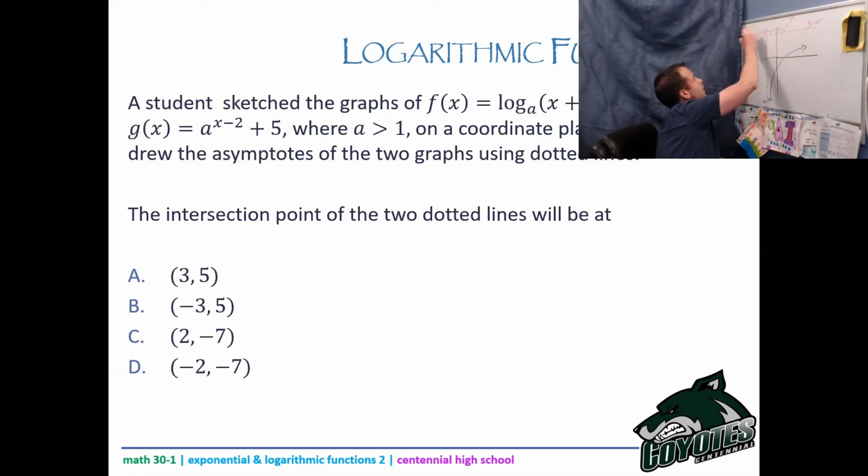Okay, doesn't matter. What matters is we were asked, what point will those 2 dotted lines intersect at? And they intersect right there, which is the point -3, 5. Okay, -3, 5. So the answer to that guy would be B.